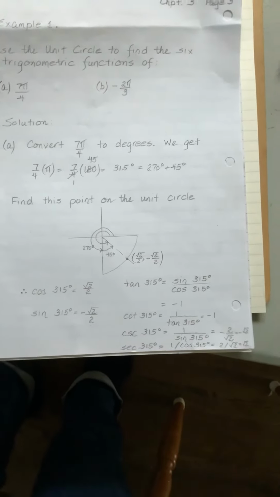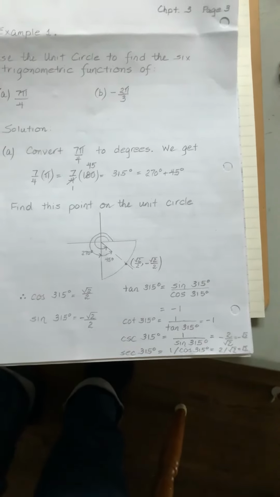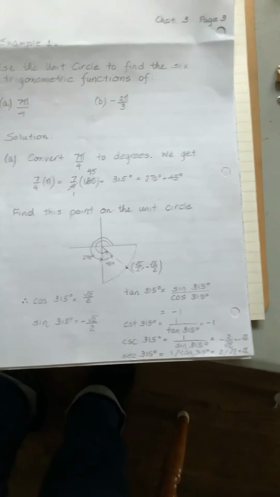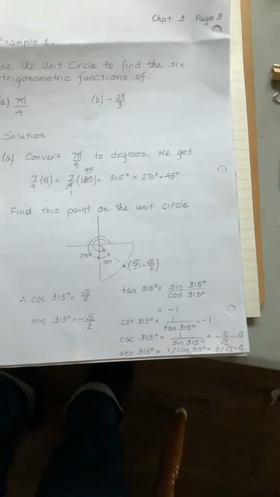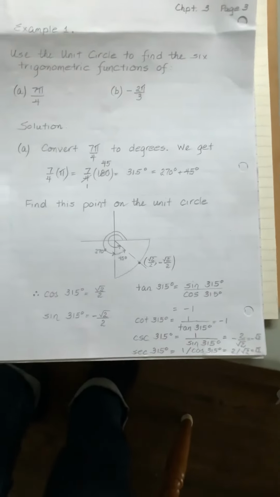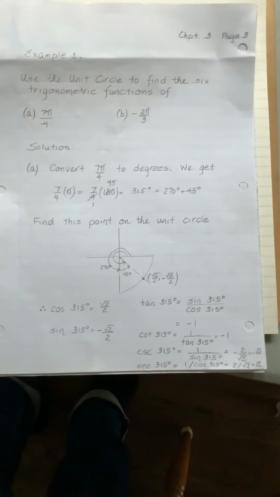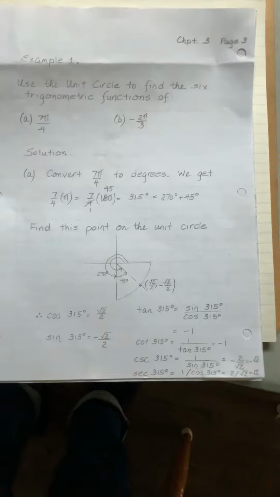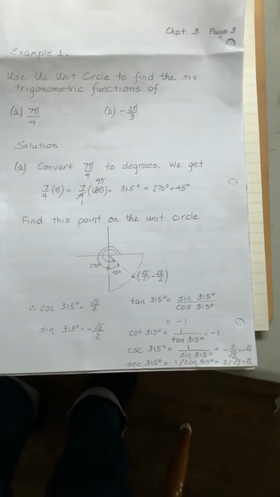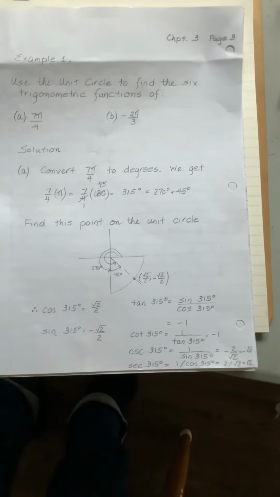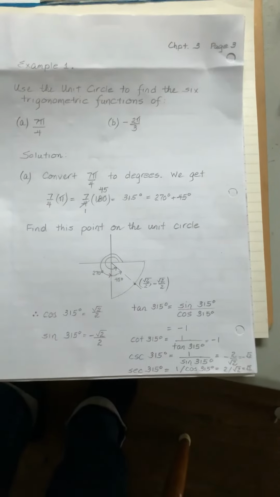Cosecant is the reciprocal of sine. So since sine is minus root 2 over 2, that means we get minus 2 over root 2, which is just minus root 2 when we rationalize the denominator. And lastly, the secant is 1 over cosine. And since cosine is root 2 over 2, then the reciprocal is 2 over root 2. And again, when we rationalize, we get root 2.